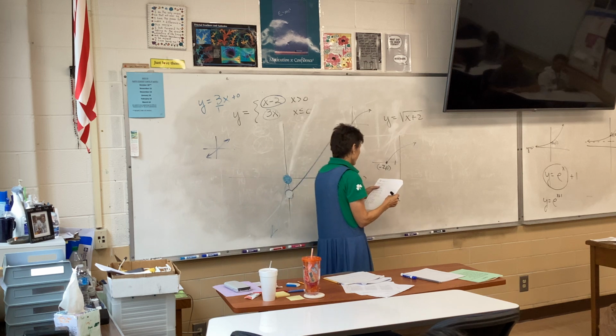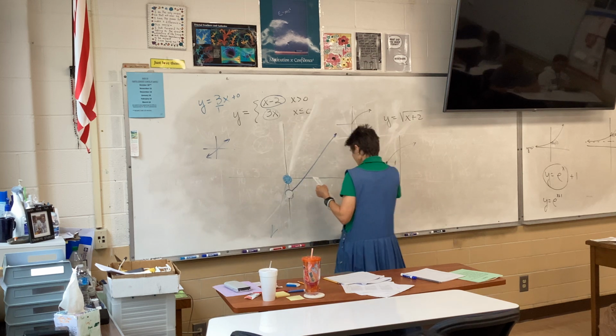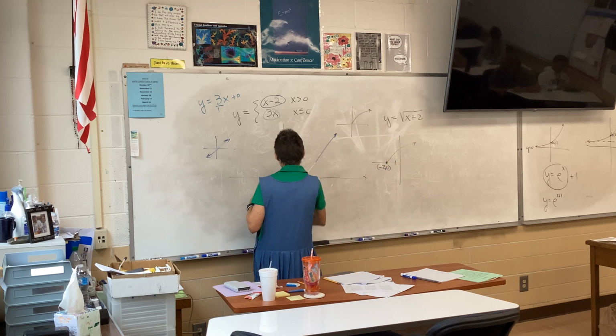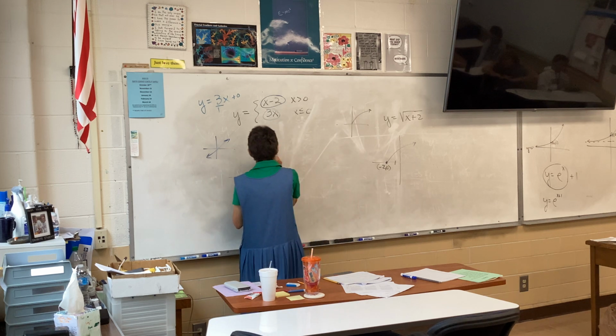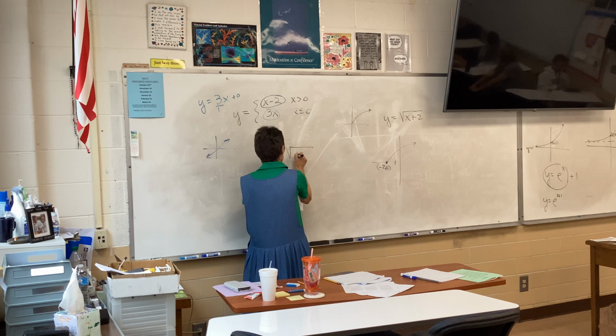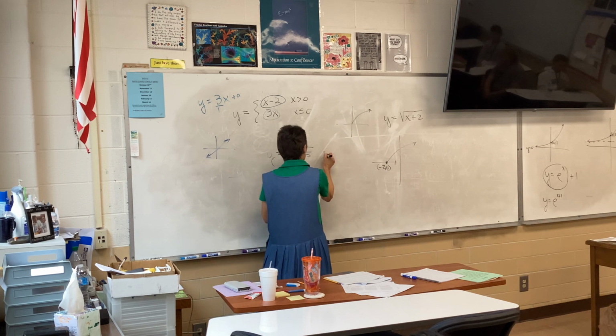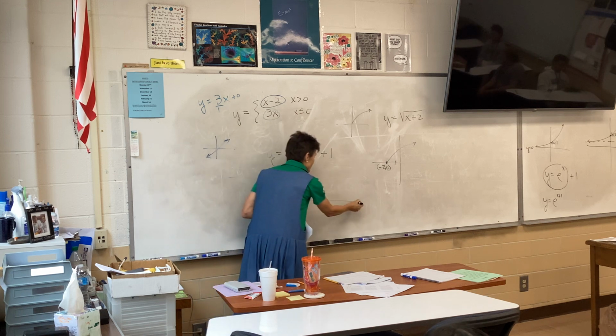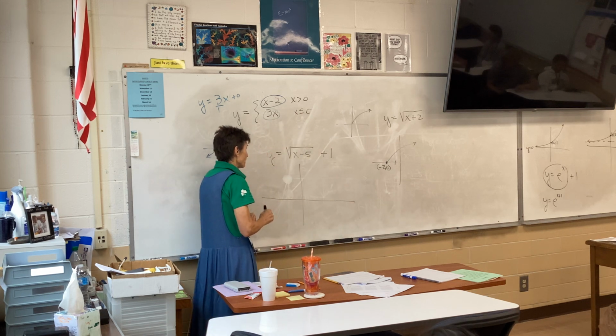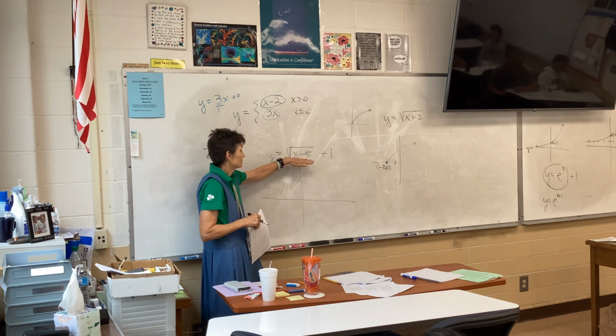All right, one more. Oh no, this one's kind of hard. Two things going on in this one. y equals the square root of x minus 5 plus 1. Now, will this be the same shape as the one we just did? Yes, yep.